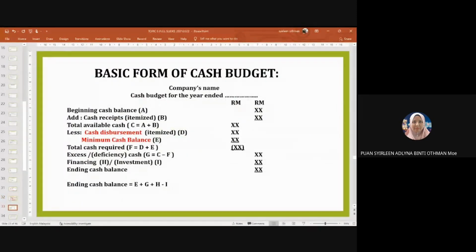Okay, this is the format. If we do it for a year, there is only one column. But actually, we are going to do it maybe monthly or maybe quarterly. So we'll start off with the beginning cash balance. I will tag each item, for example, beginning cash balance is A.